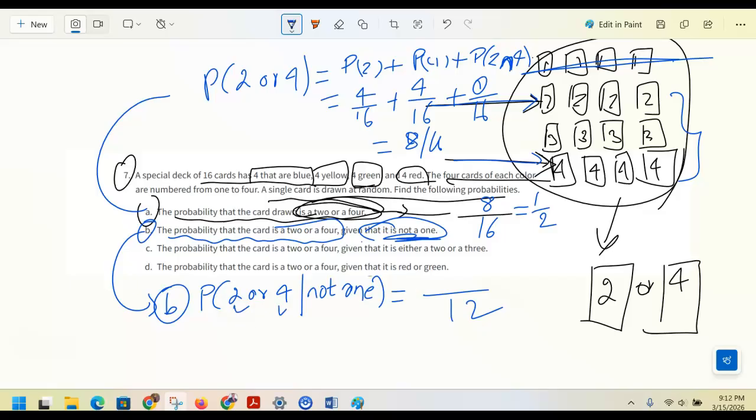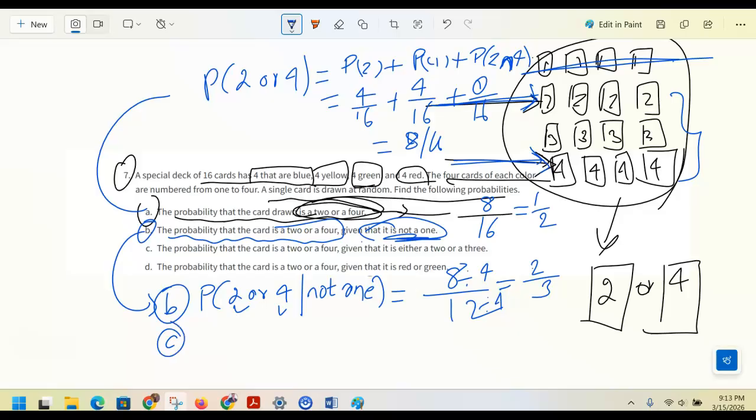and the number of cards that are 2 or 4 is again the same. So it is these two which are 4, and this 4 which is again another 4. So you get 8 out of 12. And if you divide both by 4, you get 2 out of 3.